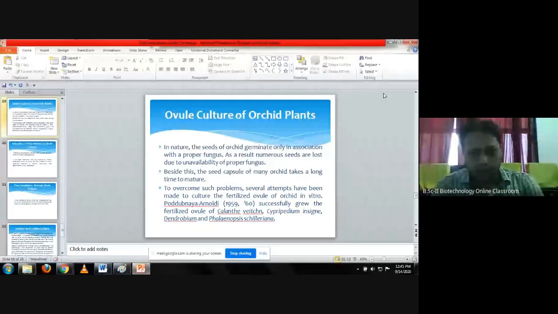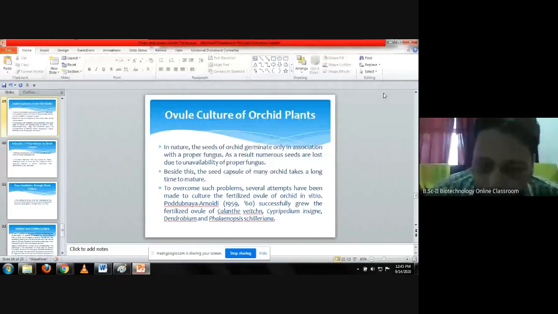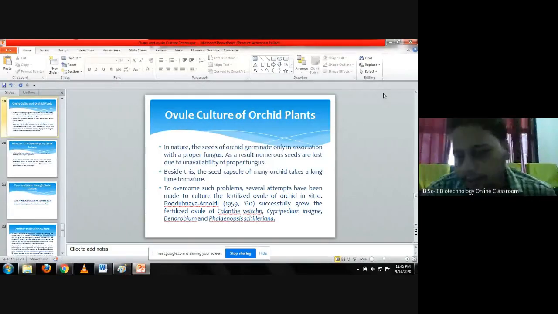This is the orchid, and its association is with a fungus. The name of that fungus is mycorrhizas. So this mycorrhizas will give water and nutrients to the orchid, and the orchid will produce food and shelter. As a result, numerous seeds are lost due to the lack of a proper fungus.